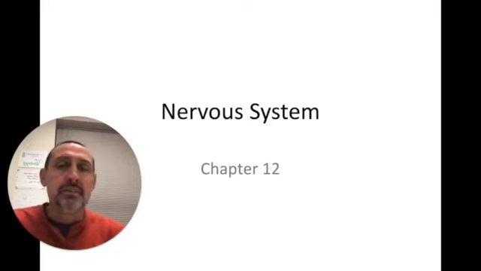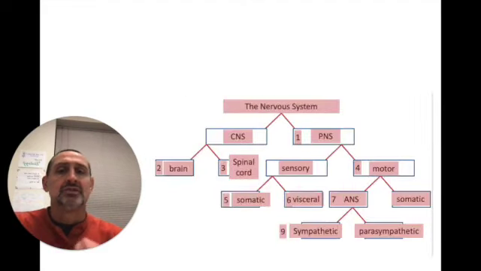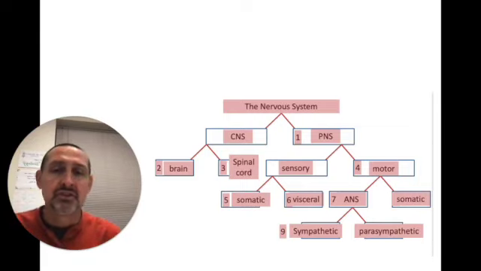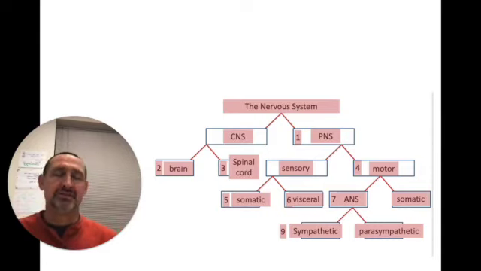Chapter 12 is about the nervous system. And one of the things to consider is how do you categorize, divide, and make sense of it? So one of the ways to do that is anatomical divisions. CNS stands for central nervous system. That's your brain and spinal cord. PNS stands for peripheral nervous system. That's all the other nerves that branch away from your brain and spinal cord.